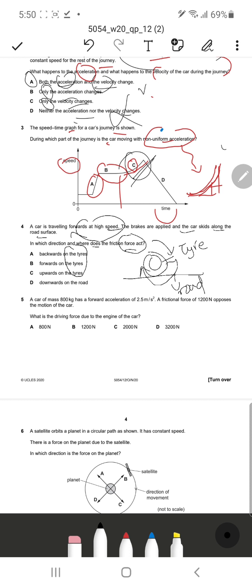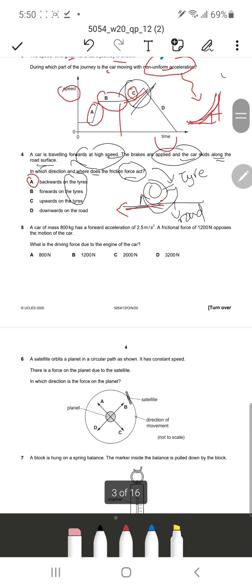It says the brakes are applied and the car skids along the road surface. So the driver has applied the brake and it starts skidding. In which direction does the frictional force act? Whenever it's starting to slow down, this friction will always work in such a way that it wants to stop the motion of the car. So the friction always acts backwards on this tire. Okay, so A is the correct response here. Okay, let's go to the next question.